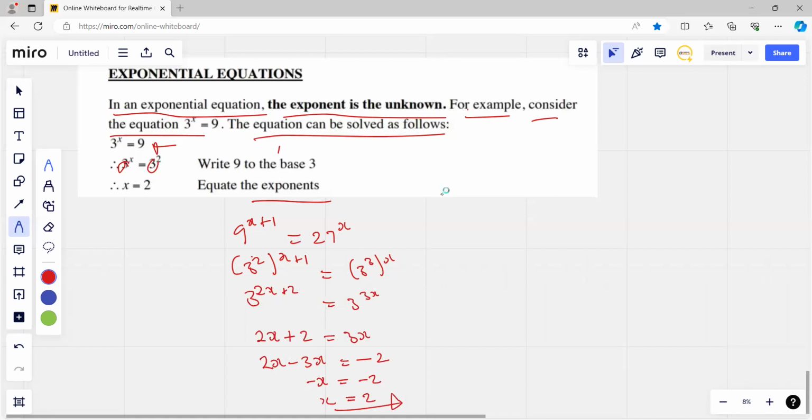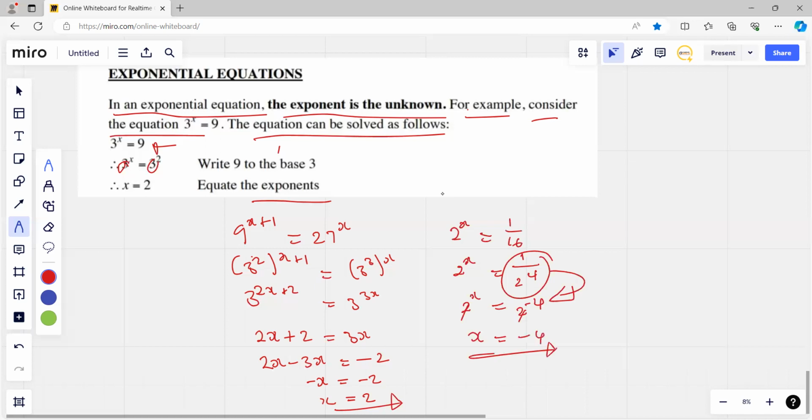So let's look at the last example. We have 2 to the exponent of x, which is equal to 1 over 16. Then 1 over 16 is equivalent to 1 over 2 to the exponent of 4. We know that if we write something in fraction form like this, we can write this also in this form, 2 to the exponent negative 4. Then we drop the bases, then we equate the exponents, so x is equal to negative 4. Then this is our answer.